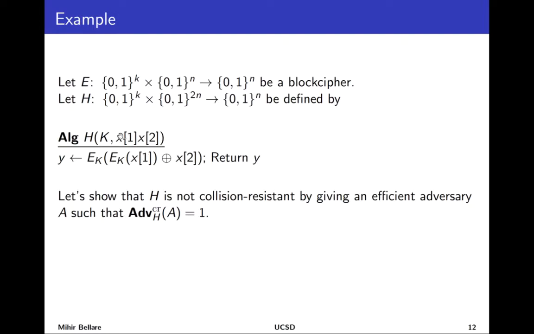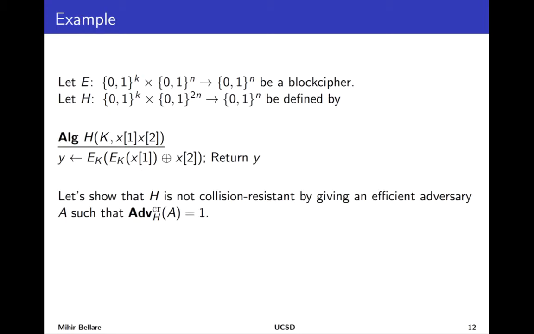It breaks its input into two blocks, each n bits long. It runs the block cipher with the key on the first block. That gives it some n-bit string. XOR in the second block, so another n-bit string, apply the block cipher again with the same key, and that's our output. Fine, so it's some sort of design, and we are going to show that as far as collision resistance goes, it doesn't work.